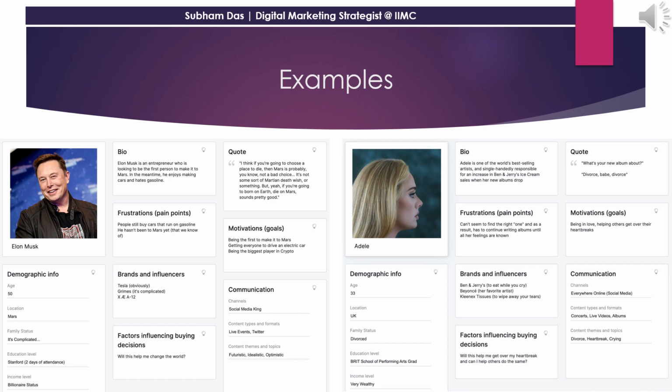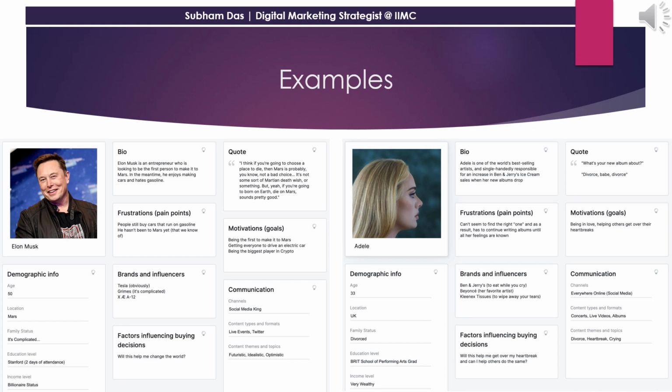On the right, you have a lady, Adelaide, and the demographic details are there. You have the bio, you have frustration and pain points, factors influencing purchase decisions, motivations, etc. These are some of the examples of how you can make a perfect buyer persona.